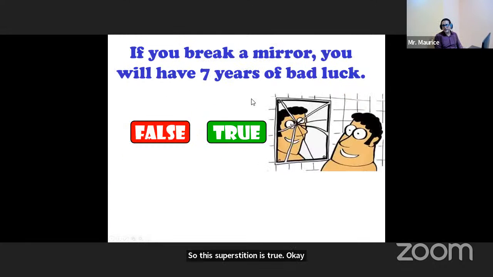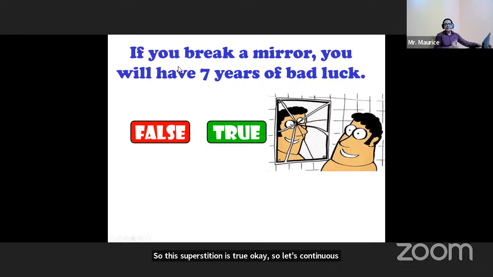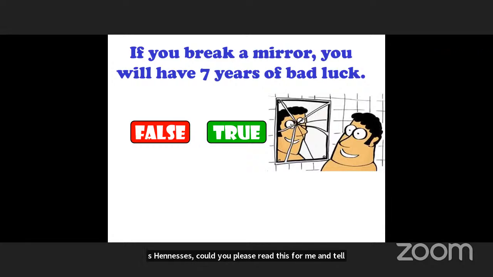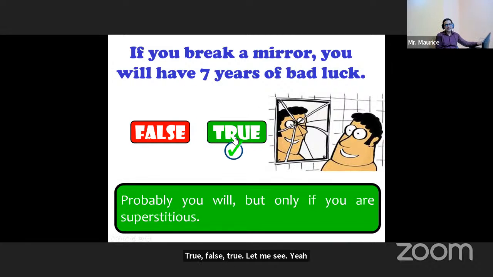Okay, so let's continue. Genesis, could you please read this for me and tell me if this superstition is true or false? Yeah, sure. If you break a mirror, you will have 7 years of bad luck. True or false? True. Yes, it's true. Correct.